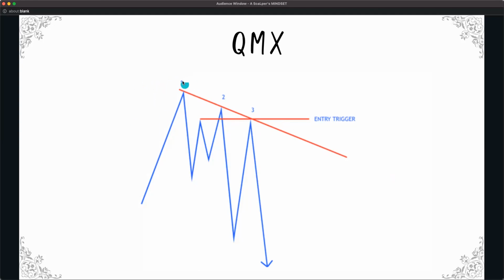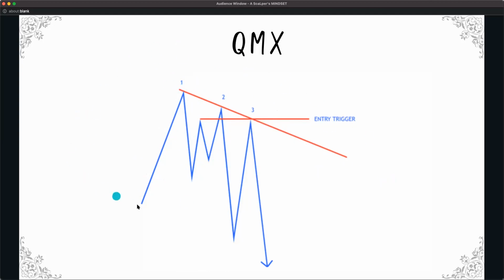So again, on this side where this angle is here, it can be just a peak like that, or there could be another QM here, and this is the follow-up QM. But remember, the head of the QM is always going to be the second tap of the trend line. Your third tap is always going to be your entry point, okay? So this is a QMX continuation move, okay?